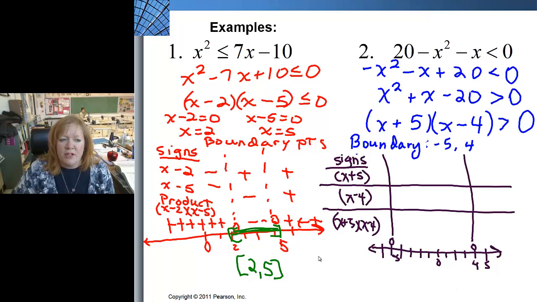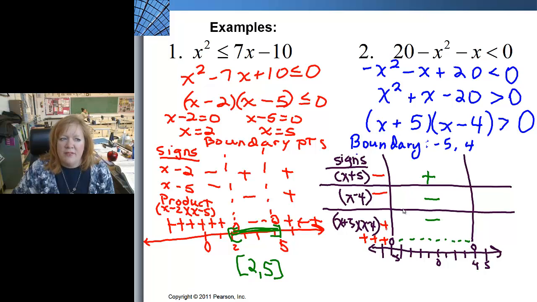Now then, we're going to check the interval from negative infinity to -5 and see what that does to our product. So -6, if I put that in for x, -6 plus 5 is going to be negative. -6 minus 4 would be negative, and a negative times a negative is a positive. So all the way down from -5 on down is going to be a positive result. Put in a 0. 0 plus 5 is positive. 0 minus 4 is negative. Positive times a negative is going to give us a negative. So from -5 to 4, it's negative.